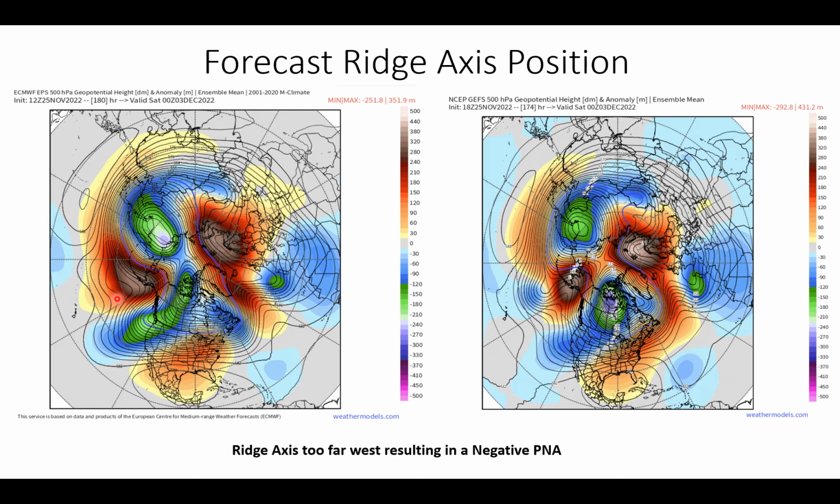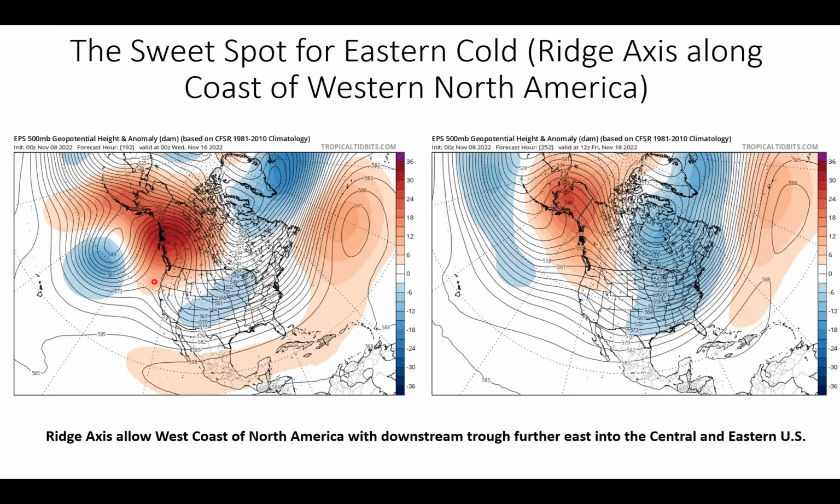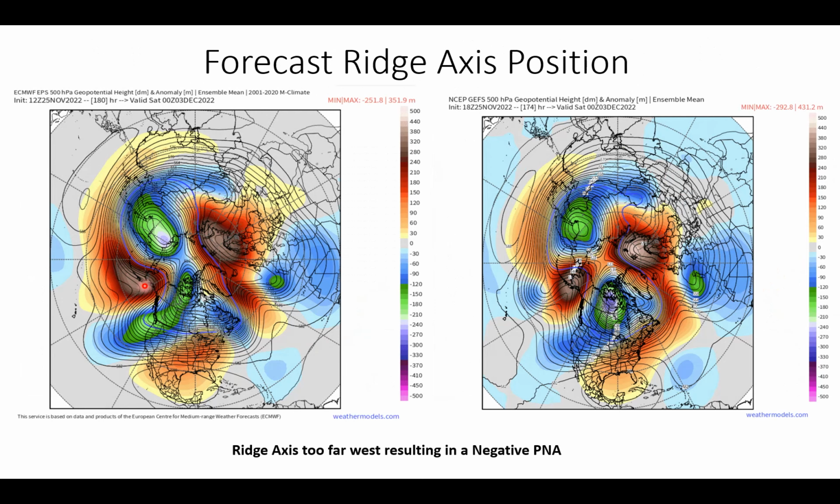The orientation of the ridge axis is basically from southwest to northeast. And look here. When you want the cold in the eastern U.S., you want that ridge axis pretty much south to north. So the direction, the extension of the ridge axis, its orientation, is just as important as the positioning. Here we don't have that. This is 3 December. So what does that do when this ridge axis is this far west?